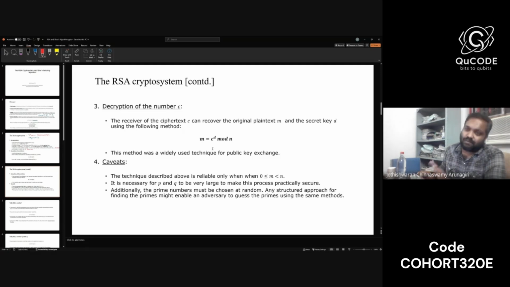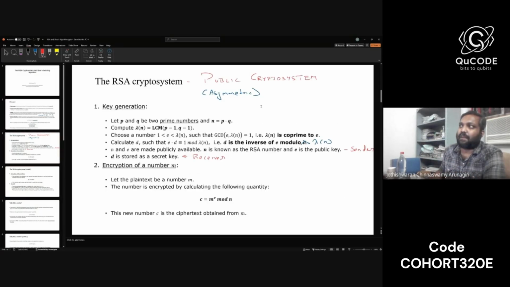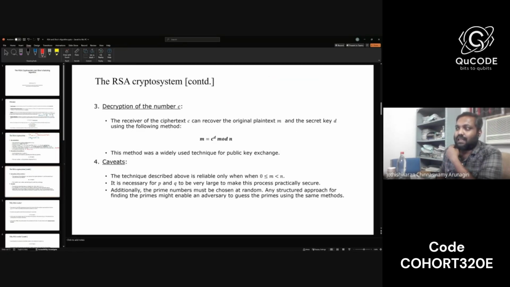So this method was very widely used as a public key exchange system. Technically it's a public key crypto system, meaning the key is what is public. The crypto system itself is just a mathematical object. So the key is public. Now, this technique is reliable only when the message is between 0 and n.